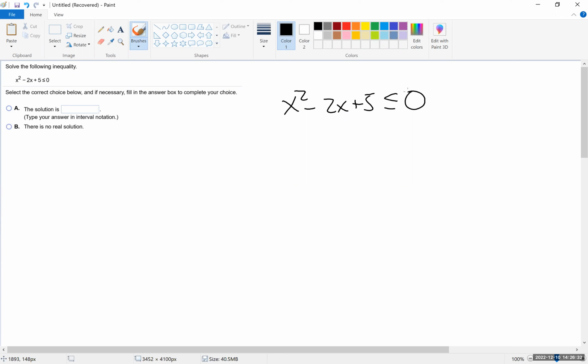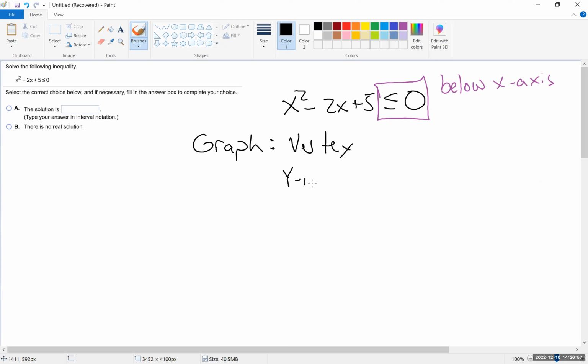All right, so perfect. In order to solve a quadratic inequality, we want to graph this thing. We're going to go ahead and graph, because less than or equal to 0 means we're going to be below the x-axis. To graph this thing, you need two things: the vertex and the y-intercept. So we're going to find the vertex first.